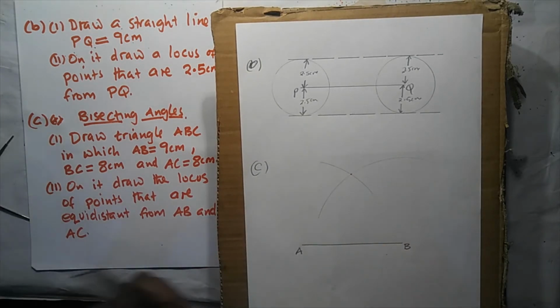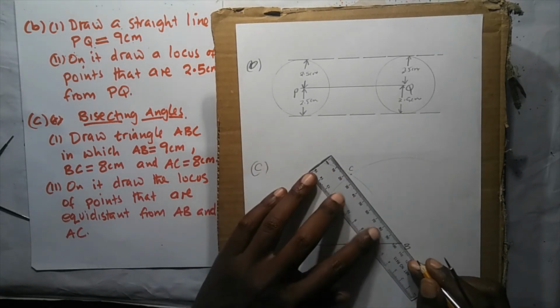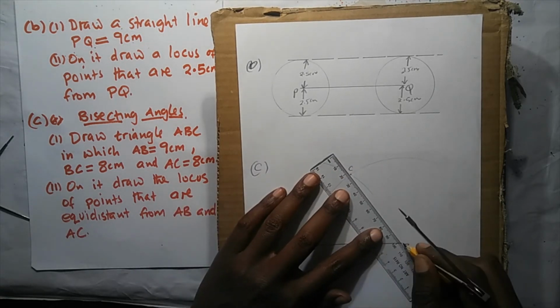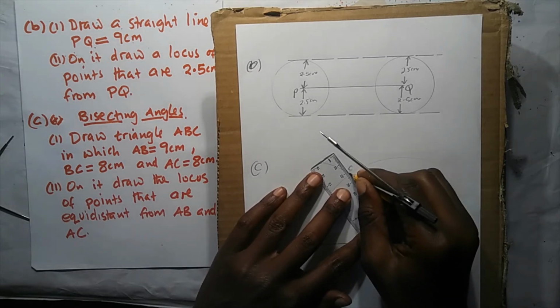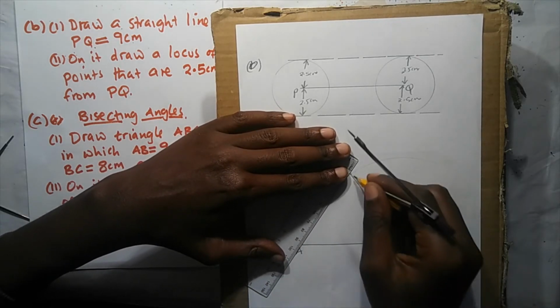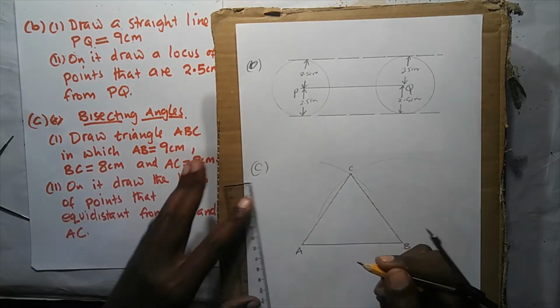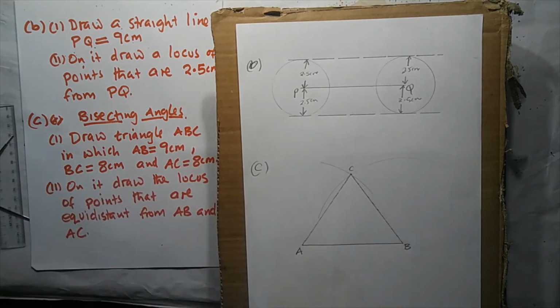And so at this point we can connect. It means that's where our C will be. So we are going to connect from B all the way up to C, and from A all the way up to C. Okay, so we have drawn our triangle here.